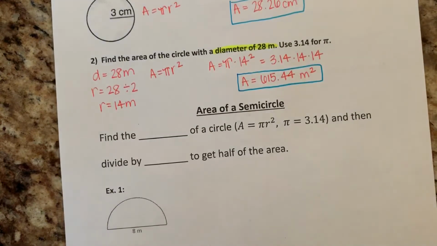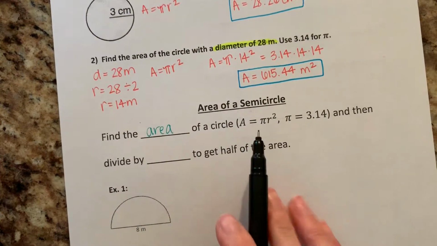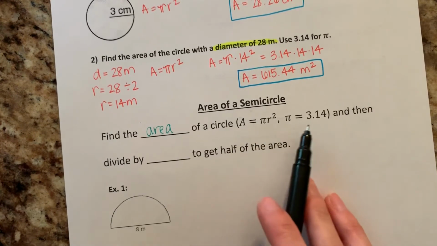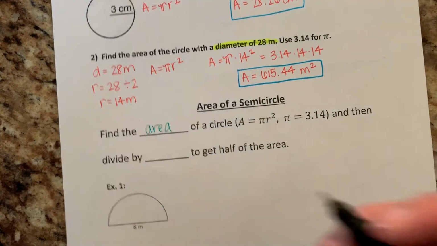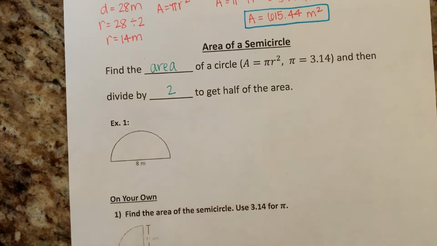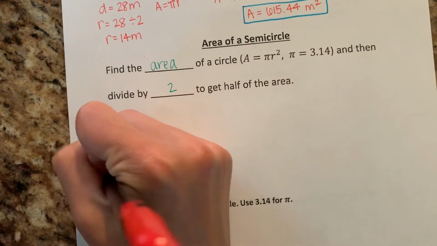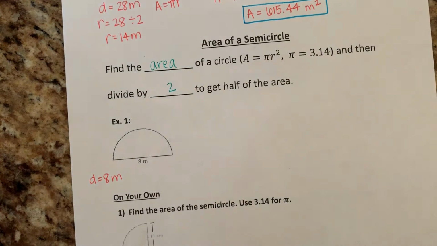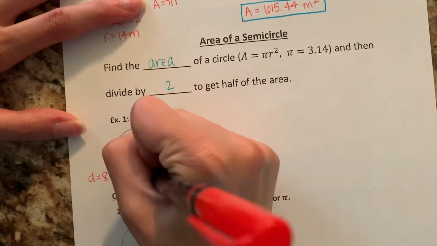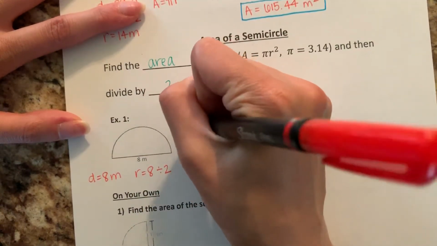Now the area of a semicircle. Remember, semicircle is half a circle. So first we find the area of a circle. Remember, area is pi r squared. Pi is 3.14. And then we divide by 2 to get half the area. So the first one, they give us the diameter. They tell us that the diameter is 8 meters. But remember, we need radius for area. So for us to find the radius, we're going to do 8 divided by 2. So for this one, our radius is 4 meters.